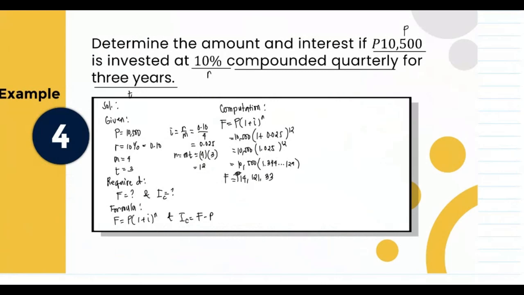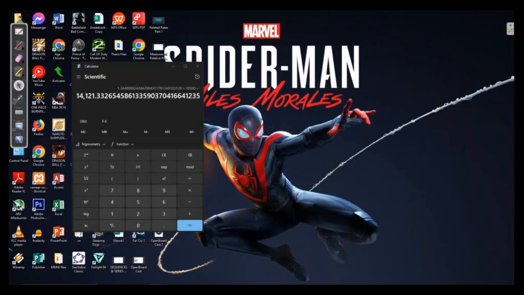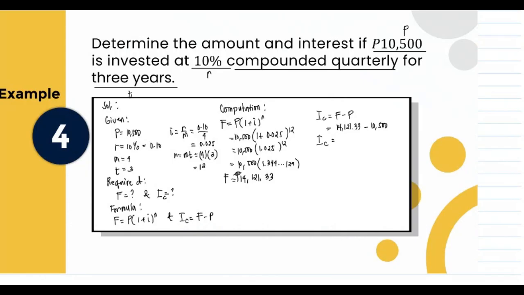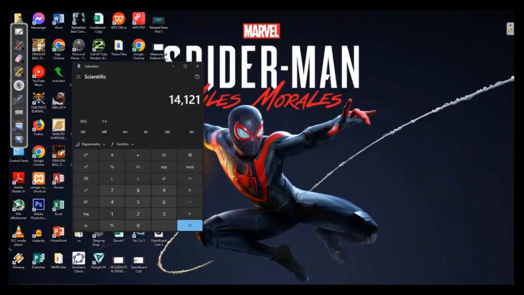And then we need to also find your I sub c, which is equal to F minus P. So what is our F? Again, this one. And we could just copy the value, 14,121.33 minus our principal amount, which is 10,500, to find the compound interest. So 14,121.33 minus 10,500 would give you 3,621.33.